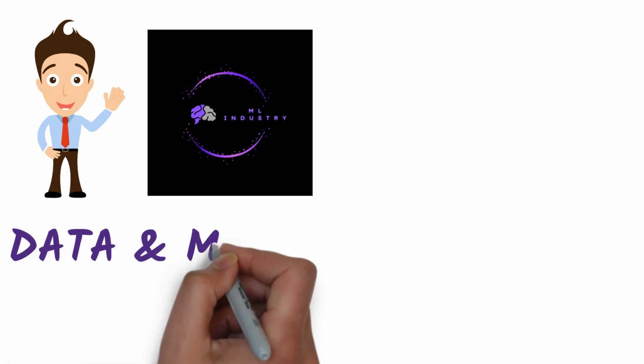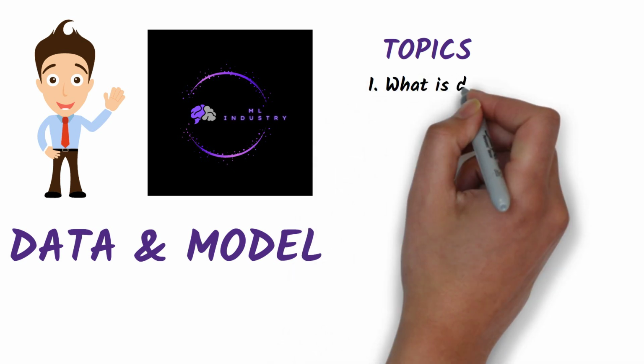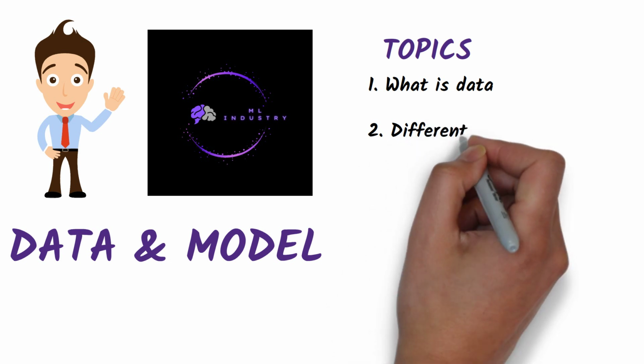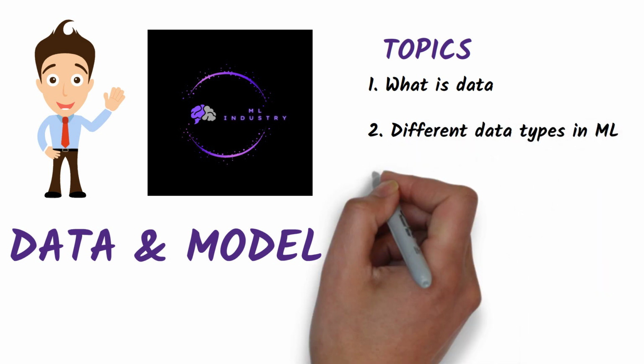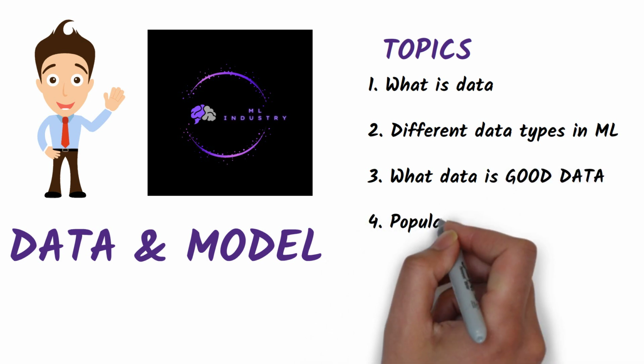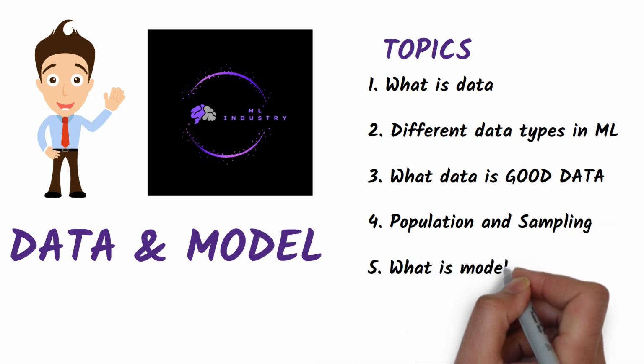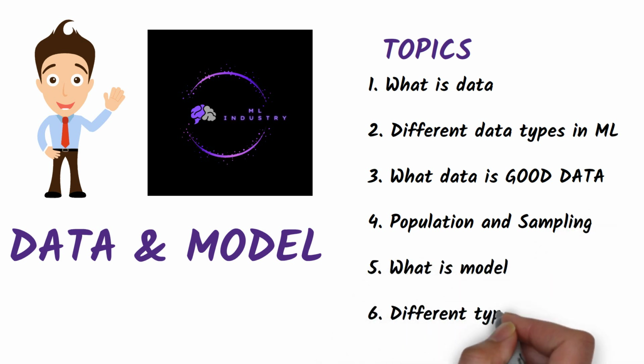Today, we are going to discuss two fundamental components in machine learning: data and models. We will cover the following topics in this video: what is data, different types of data used in machine learning, what makes a data good data, what is population and sampling, what is model, and different types of models. So let's start with the first question.